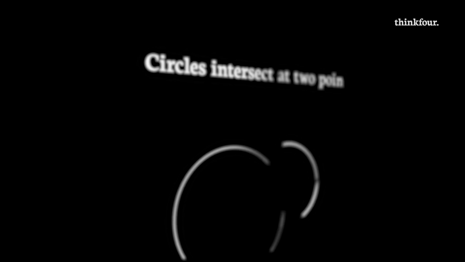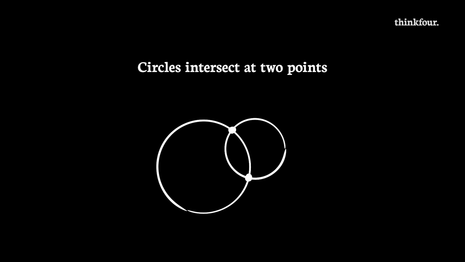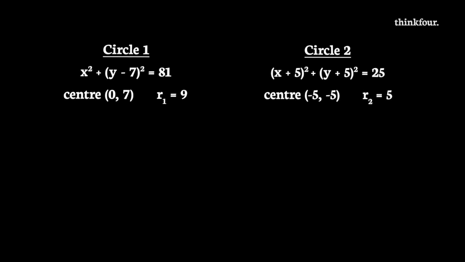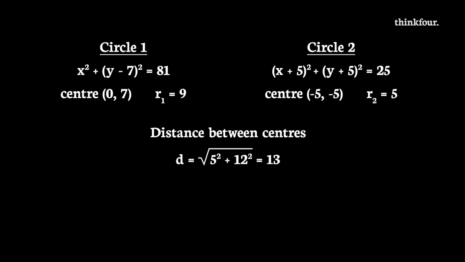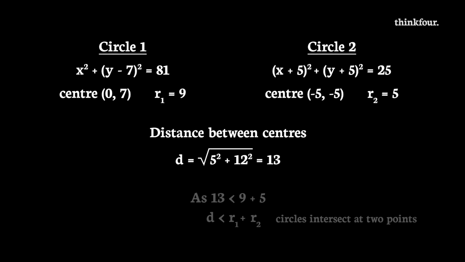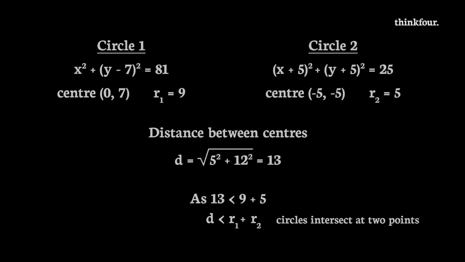The third scenario is when the circles intersect at 2 points. This will happen when the distance between the centres is less than the two radii added together. These two circles have radii of 9 and 5, making a sum of 14. But the distance between the centres is only 13. Therefore, there are 2 points of intersection between the two circles.